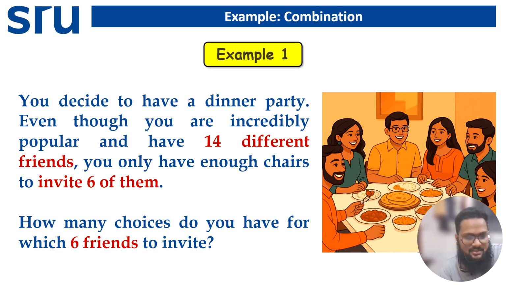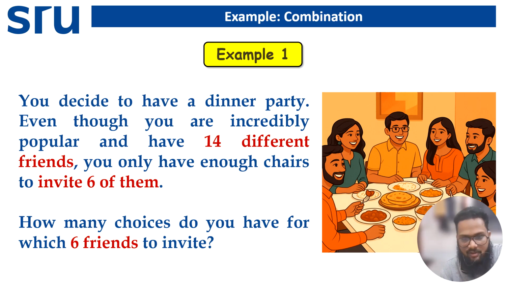As I already discussed, this problem can be solved by combination and not permutation, because in choosing the friends there should not be any order. Whether you choose Ram first, or Sam first, or Kiran first, it is not a factor and not an issue, right? Because the order of the choice is not a factor here. That's why we are going to solve this problem using combination, not permutation.